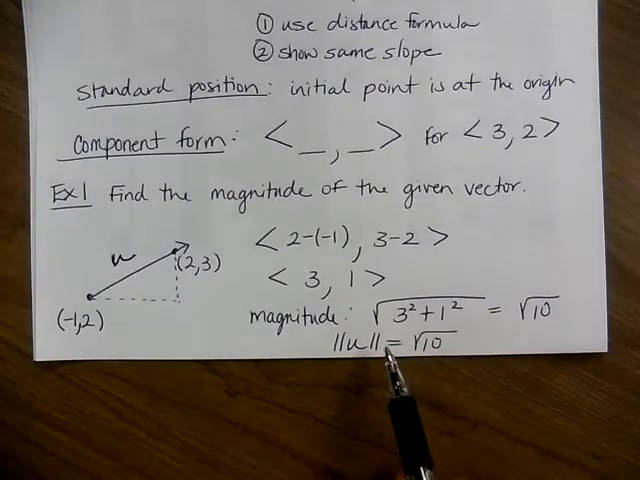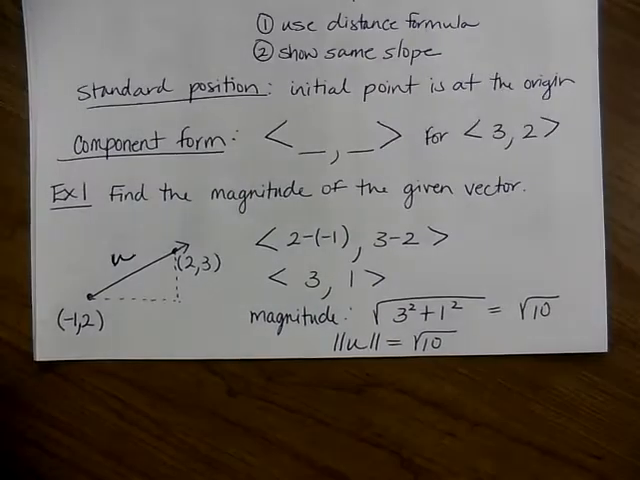The magnitude is just the distance formula: the square root of (x1 minus x2) squared plus (y1 minus y2) squared. Okay, everybody okay with finding magnitude? Pretty easy. We're going to have a few more terms we've got to keep talking about.